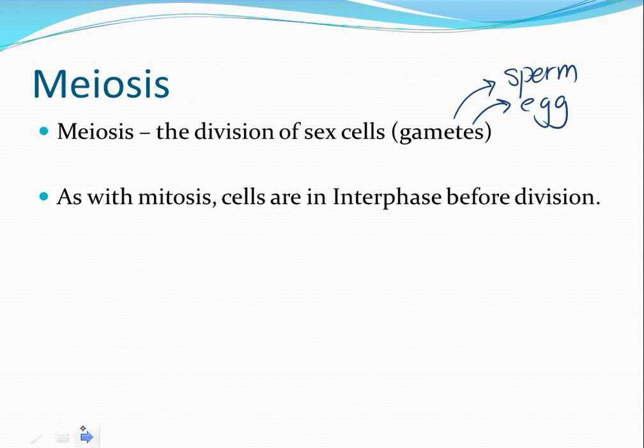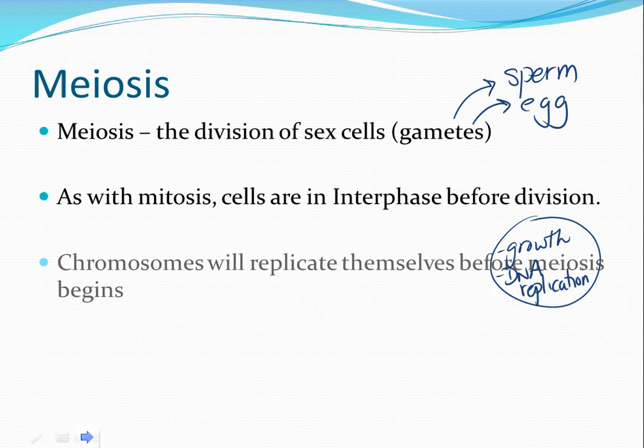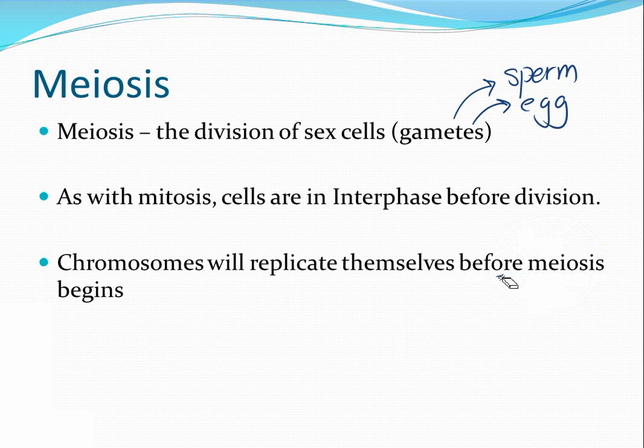As with mitosis, the cells are in interphase before division. Remember, that's that optimal period of growth that's going on. DNA replication is going on. So it's getting ready for meiosis or mitosis to take place. So chromosomes will begin to replicate before meiosis happens.